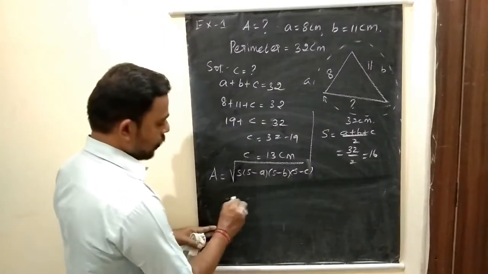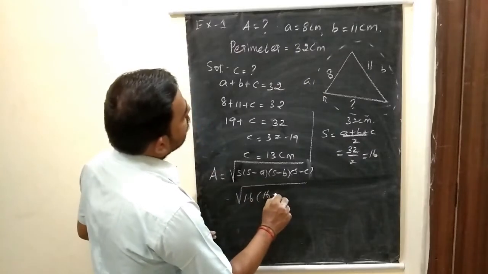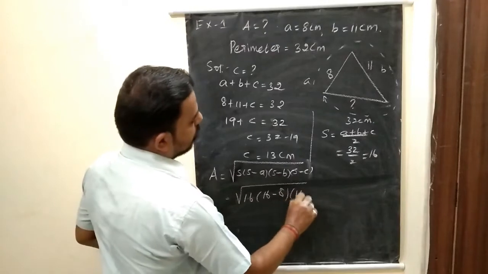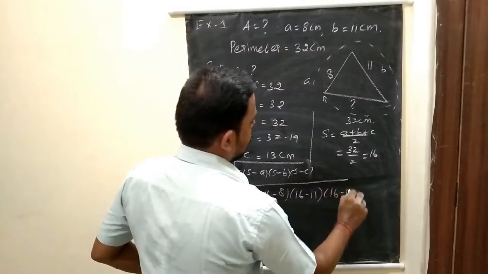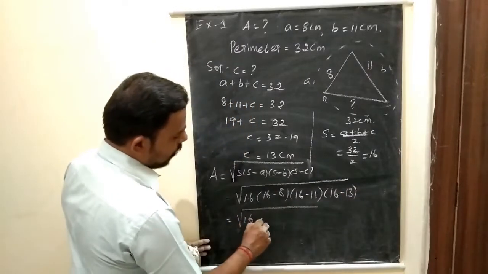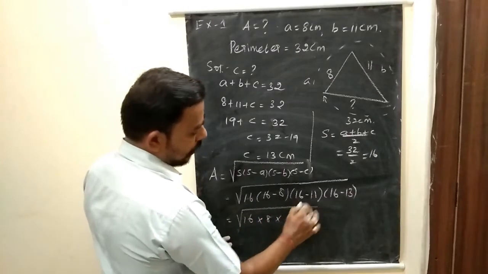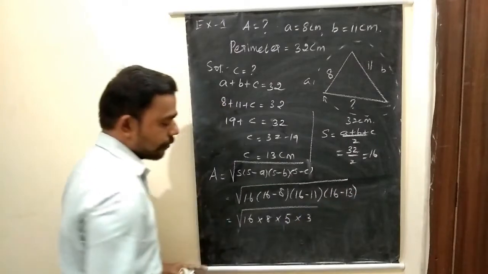Now square root of 16 into 16 minus A value 8, 16 minus B value 11, next 16 minus C value 13. So 16 into 16 minus 8 is 8, 16 minus 11 is 5, 16 minus 13 is 3.